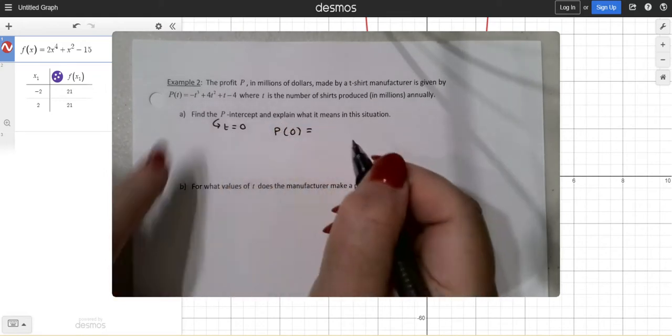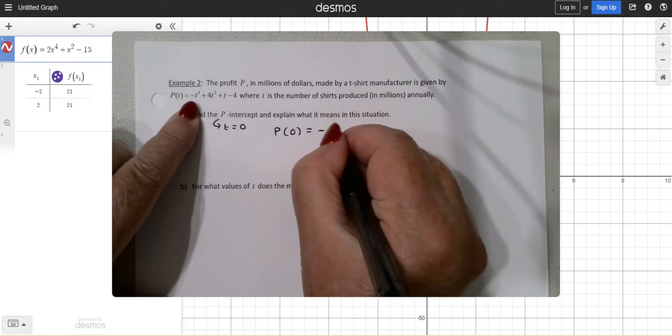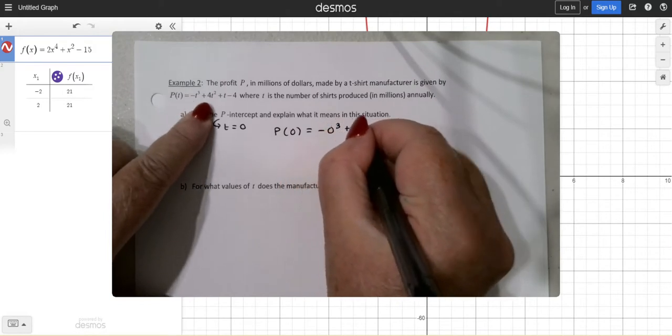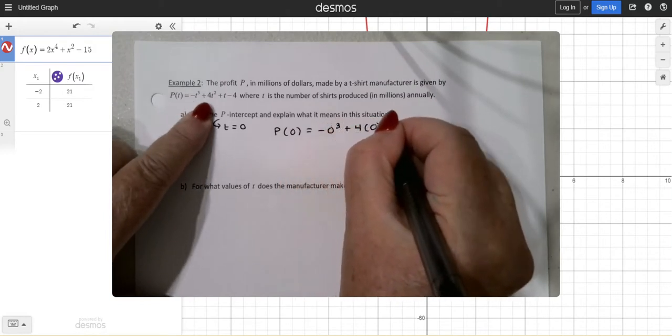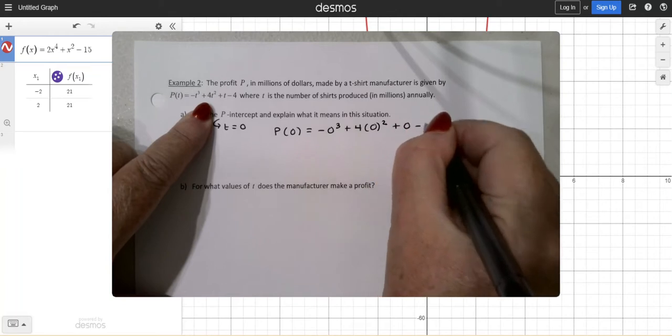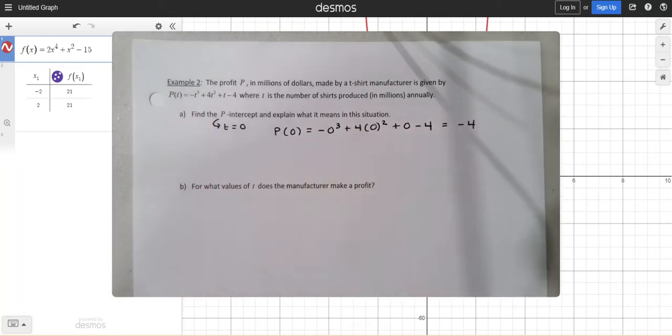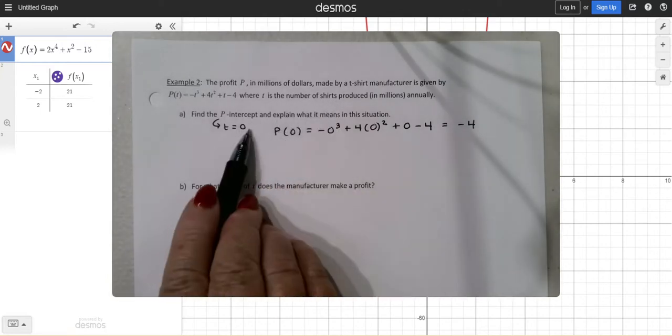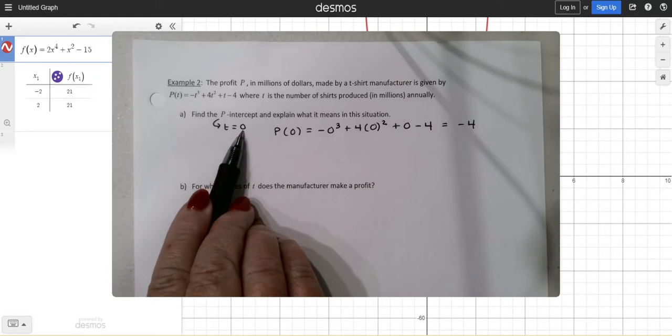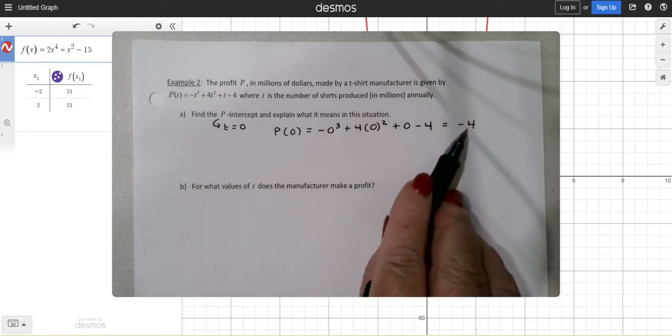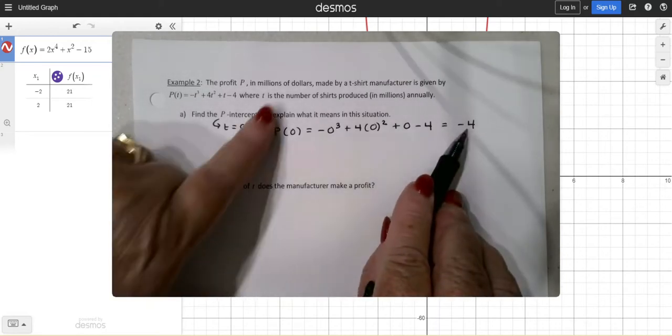And p of 0 would be negative 0 cubed plus 4 times 0 squared plus 0 minus 4, which is just negative 4. So let's see. T is the number of shirts. That says if we produce 0 shirts, we're going to lose $4 million.